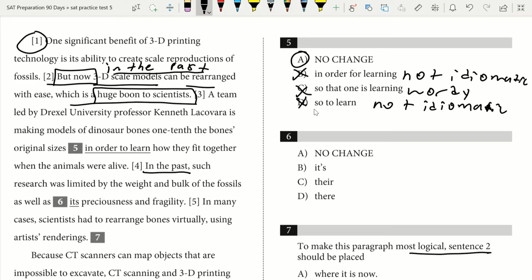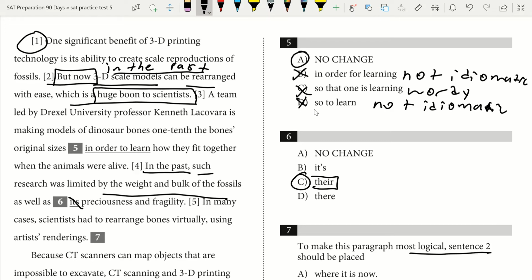Now that doesn't mean for sure it comes after 4, because if we continued our discussion of whatever we talk about in sentence 4, then we can't place it to interrupt that. So we got to keep that in mind as well. So in the past, such research was limited by the weight and bulk of the fossils, as well as their preciousness and fragility. How did I know it was going to be there?